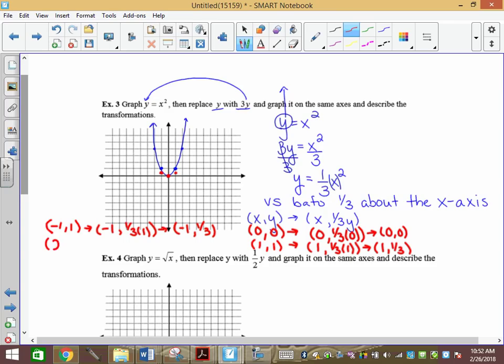2, 4 is going to become 2 and 1/3 times 4. 1/3 times 4 is 4/3, which is 1.33333333. It keeps going. And then it's symmetrical, so this is going to be 1.333. And that's your new graph, right?